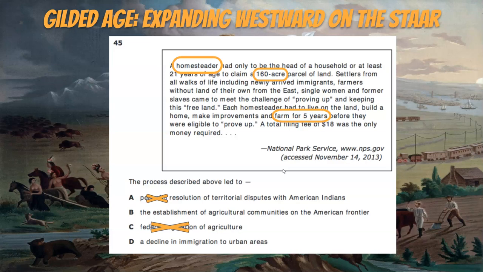Answer choice D reads, a decline in immigration to urban areas. In class, we will learn that the Gilded Age is a time of increased immigration to cities or urban areas, rendering D incorrect, leaving us with only one remaining answer, which is B. The answer choice refers to agricultural communities, which is another way to refer to farms.